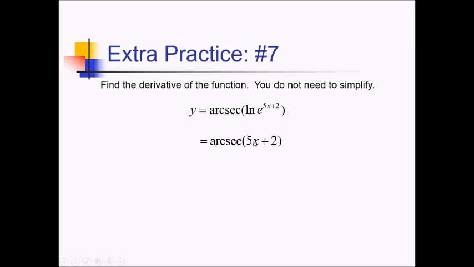Derivative of that is going to be 1 over the absolute value of something times square root of something squared minus 1. So in this case, that's 1 over absolute value of 5x plus 2 times square root of (5x plus 2) squared minus 1. And then we have to multiply by the derivative of the something, which in this case, the derivative of 5x plus 2 is just going to be 5, so we'll just stick that on top here.